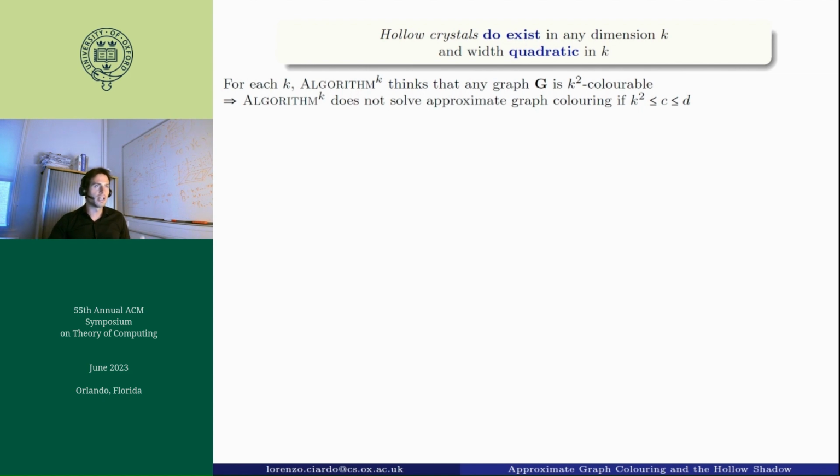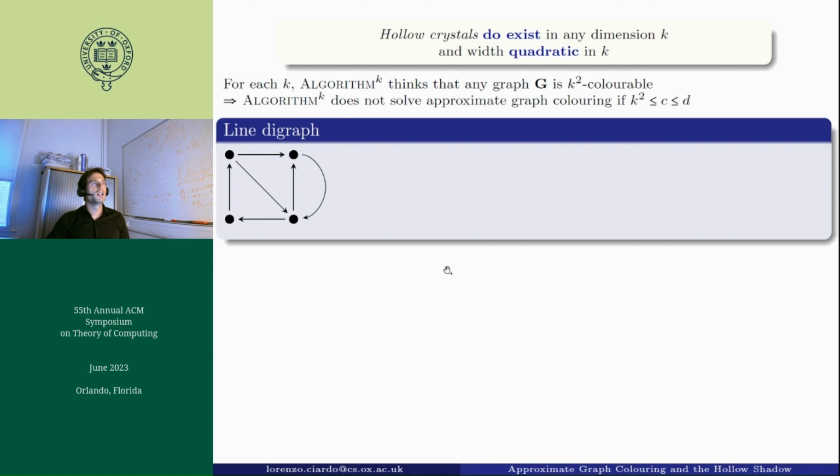Okay, so this is not quite what we want. We would like to go up to 3. So we want to rule out solvability of approximate coloring for C and D from 3 on and for any level. So we need to use a trick, and this trick is the line digraph. So the line digraph of a digraph is the digraph having for vertices the edges of the original one, and 2 edges are adjacent if they are consecutive.